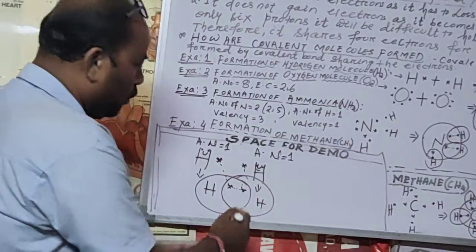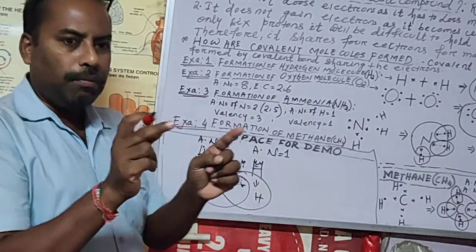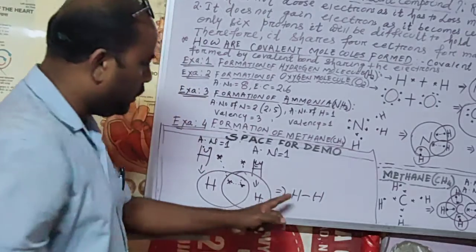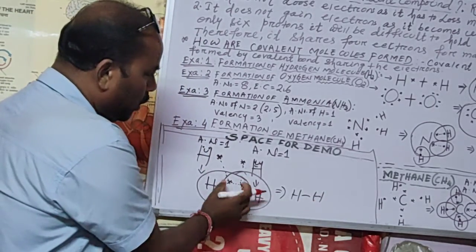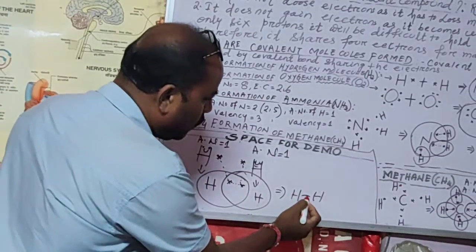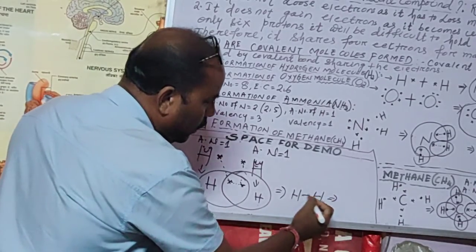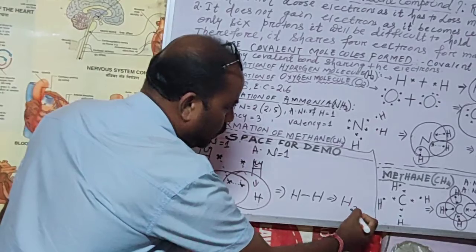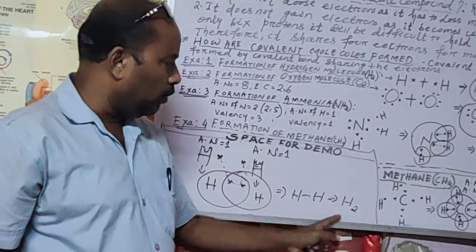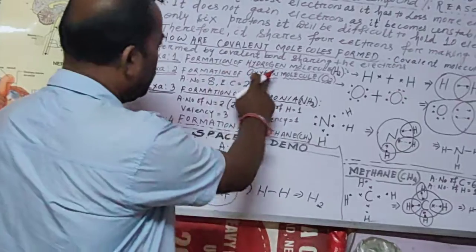But they cannot now go anywhere individually. They have to go anywhere by bond formation. That is H single bond H. A pair of electrons is one covalent bond. So they make a single covalent bond between H and H. Finally, how many atoms are there? Two atoms. So we write H2. This 2 indicates how many atoms are there. So that is one molecule of hydrogen. This is a covalent molecule.